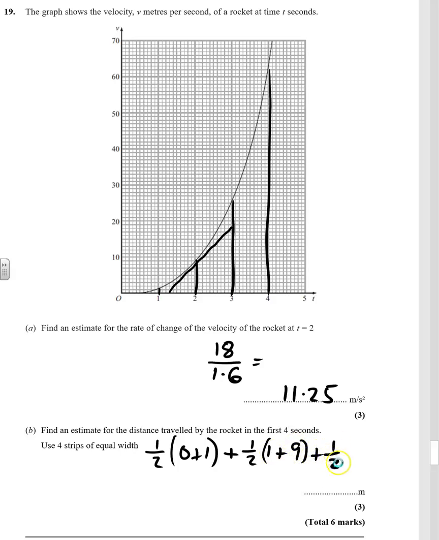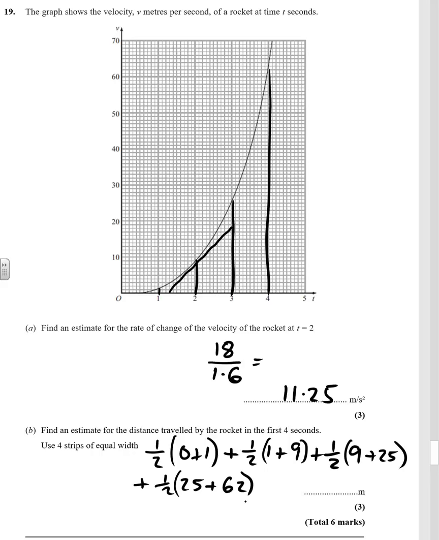Then the next one is 9. It's the same value. And this time it is, I think, 25. And then the final one, plus a half, which is going to be 25. Get the brackets, plus whatever that goes up to, 60, I think 62.